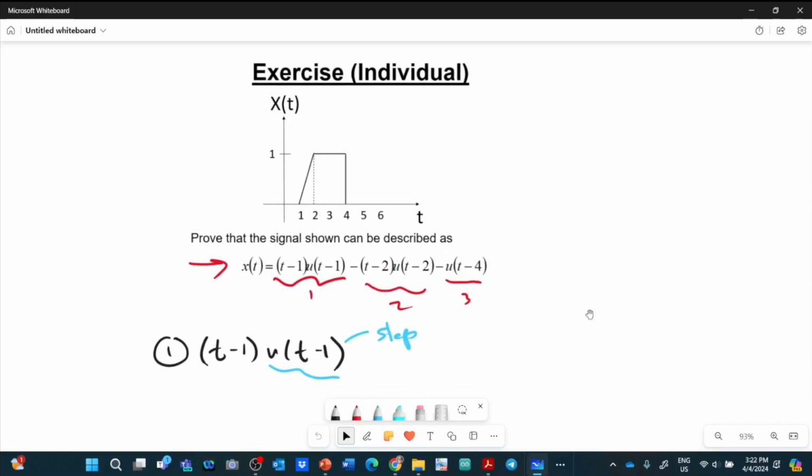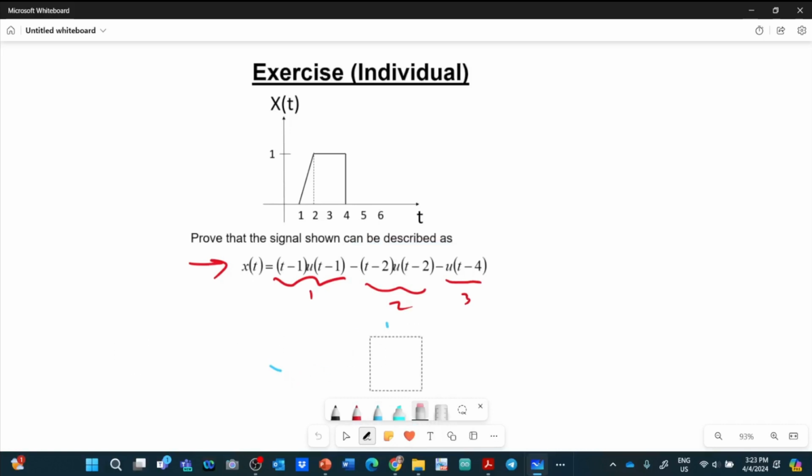The question here is that we're given the signal graph. Prove that the signal shown can be described as this one. So basically, we just need to plot the signal based on the equation given, plot it, and sum it up.